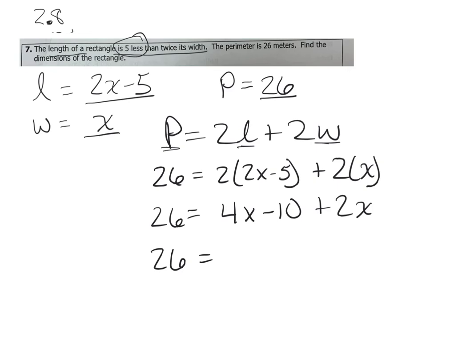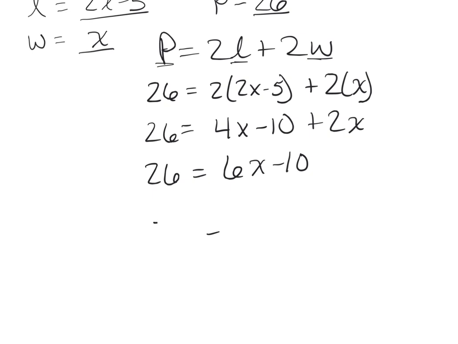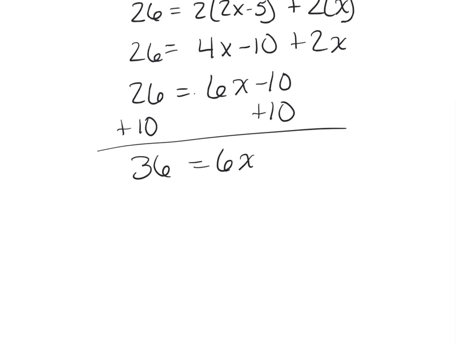Combine your like terms, so you have 6x minus 10. So plus 10. Add your 10 over, good. 36. So 36 equals 6x. Divided by 6. Divided by 6. And x is what? X equals 6.